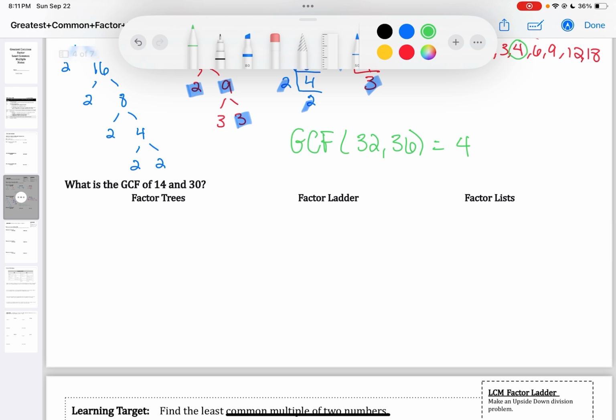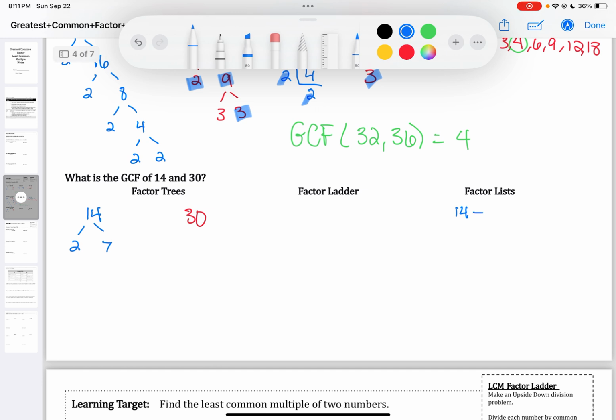So now I'm going to do the same thing, but this time with 14 and 30. So I'm going to start with 14, and then I will do 30 over here. 14 can be split into 2 and 7. 2 is a prime number and 7 is a prime number, so this cannot be split up anymore. 2 times 7 will give me 14. So for 14, I can write out that my common factors are 2 and 7.